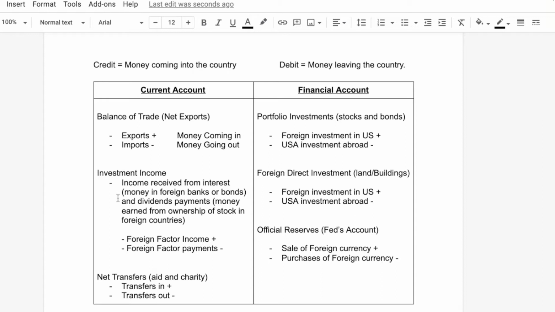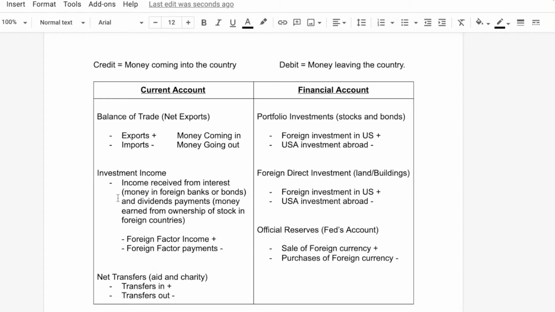And then foreign factor payments for dividends, money leaving the country, would be if someone in Japan owns stock in Apple. And so Apple has to pay out dividends. That would be a debit in the current account. That'd be money leaving. Next, finally, we have net transfers. That one's pretty simple. It's going to be mainly aid and charity.